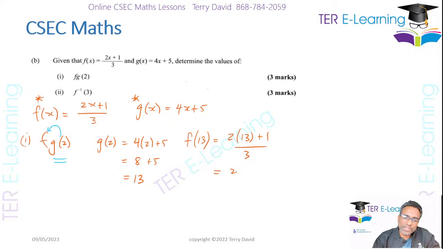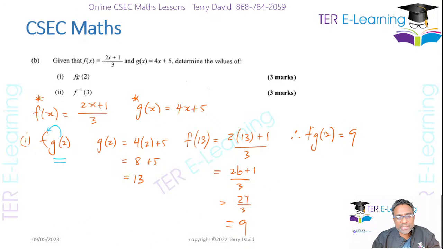So 13 by 2 is 26 plus 1 all over 3. 26 plus 1 is 27. 27 over 3, you're going to get 9, right? So you could just tell them, fg of 2 is simply equal to 9, right? It's a two-step process that we have to use in order to work this out, right?